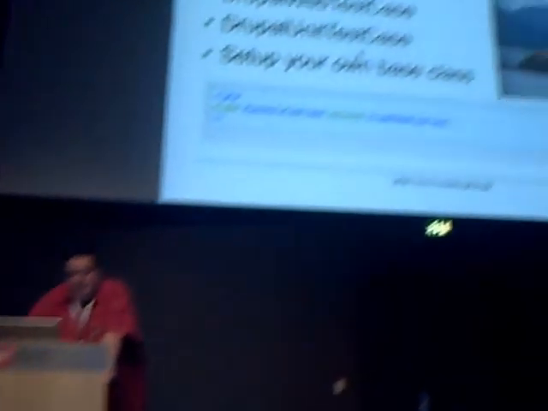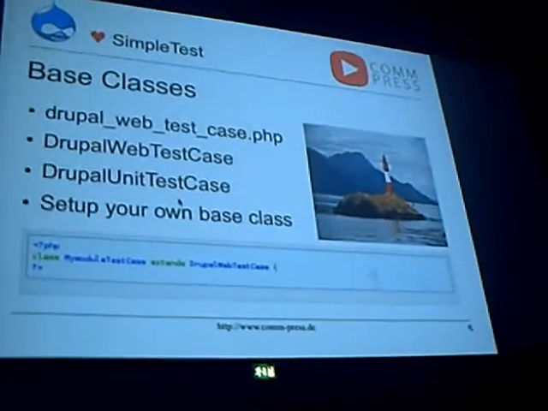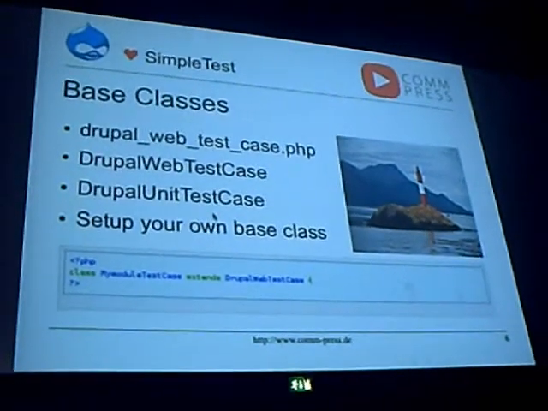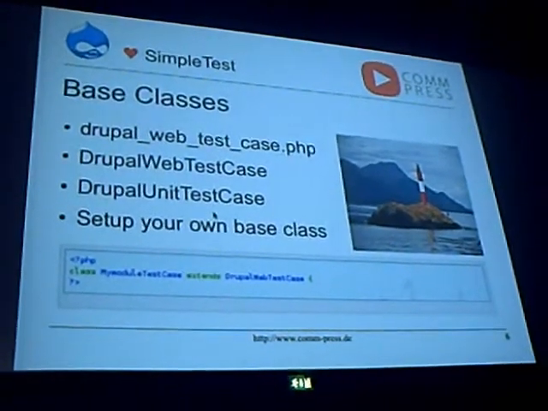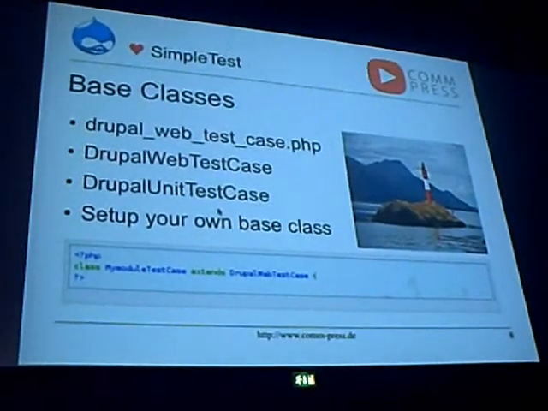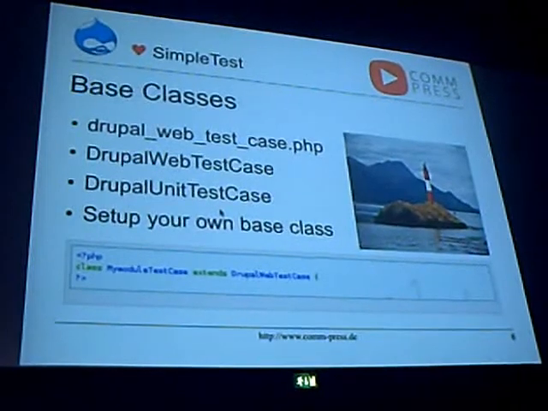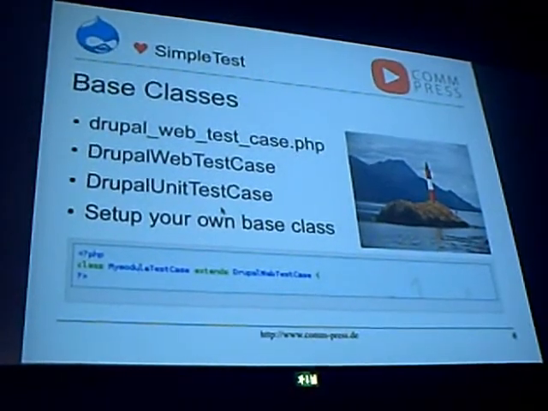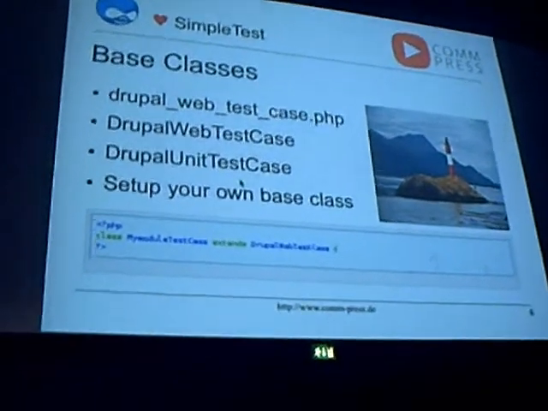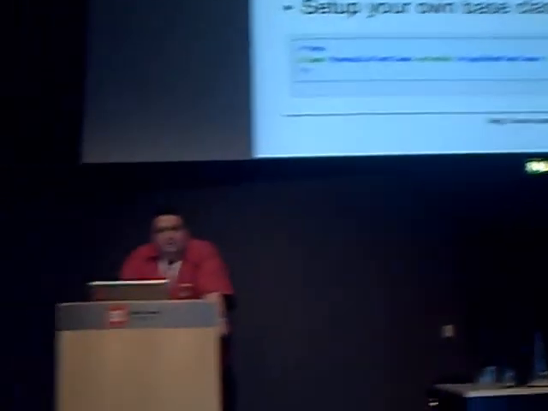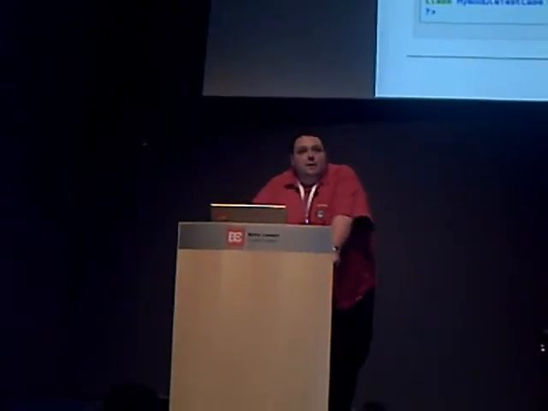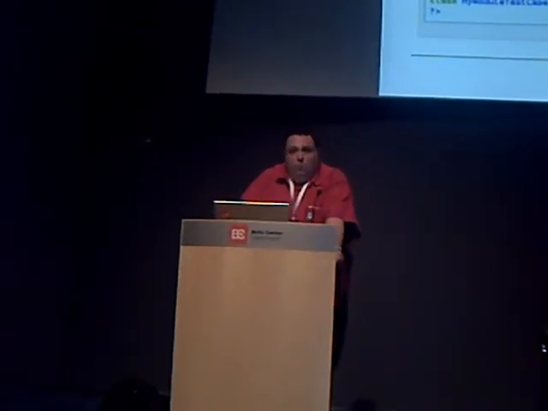The base classes. The base classes of SimpleTest reside in drupal_web_test_case.php if you just look inside the module. And there are two main classes, DrupalWebTestCase and DrupalUnitTestCase. The main difference between those classes is that the web test case class is stuff you do with the browser, and the unit test is isolation. Unit test means you don't even have a DB. You just run your function and see if it works.